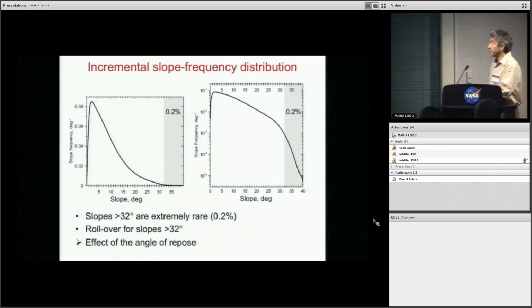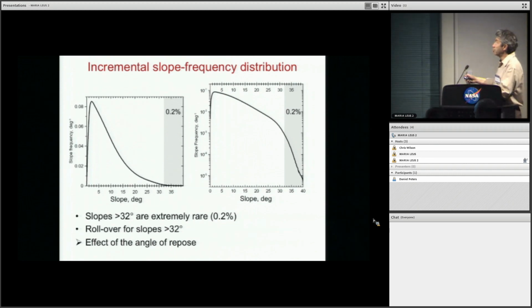This is slope frequency distribution with linear scale and logarithmic scale. Most frequent slopes are just a couple of degrees. Typical slopes, median, like 7.5 degrees. Somewhere here you see long tail in slope frequency distribution, and we are interested in these 0.2% of the steepest slopes, very rare very steep slopes.